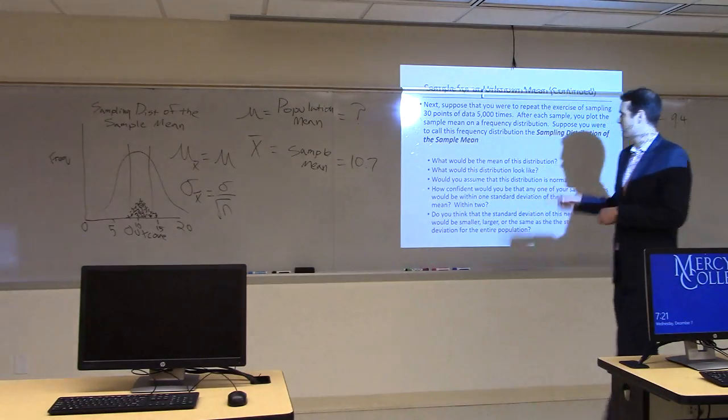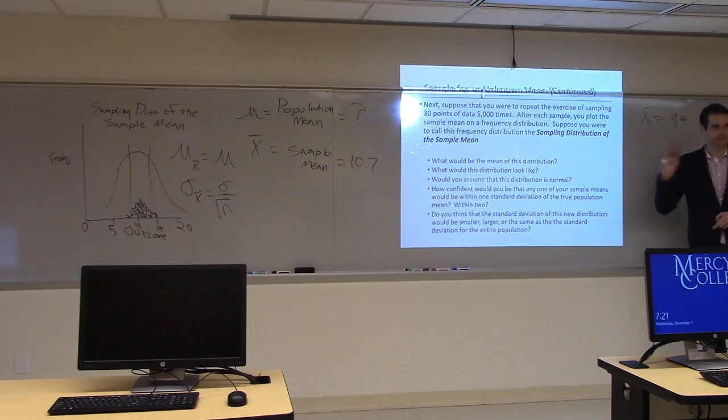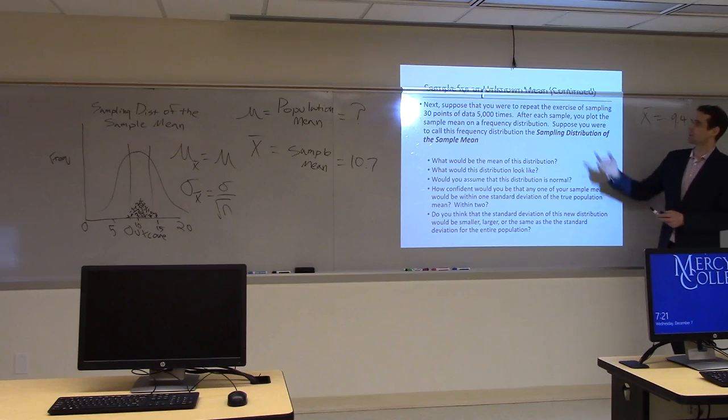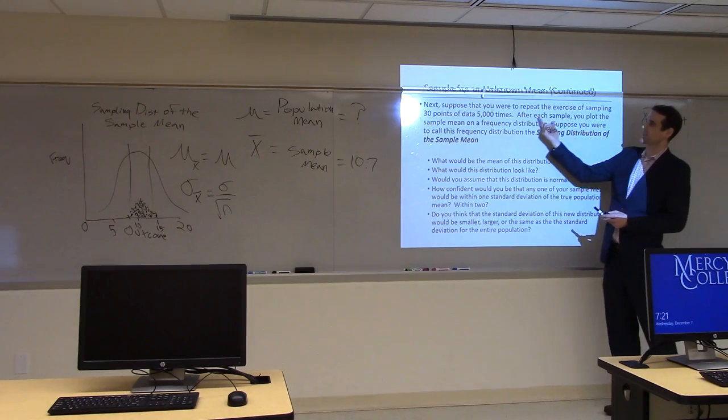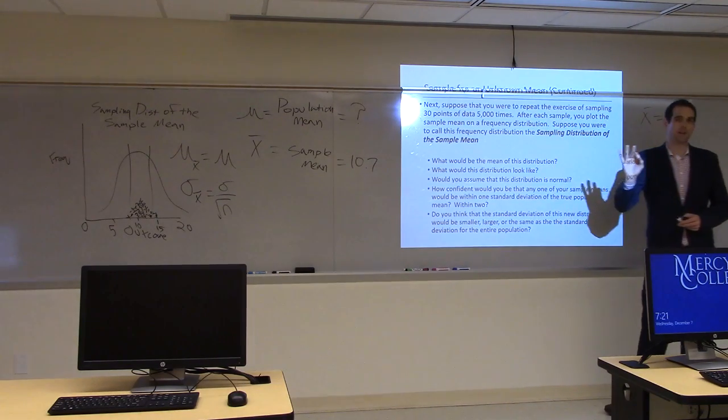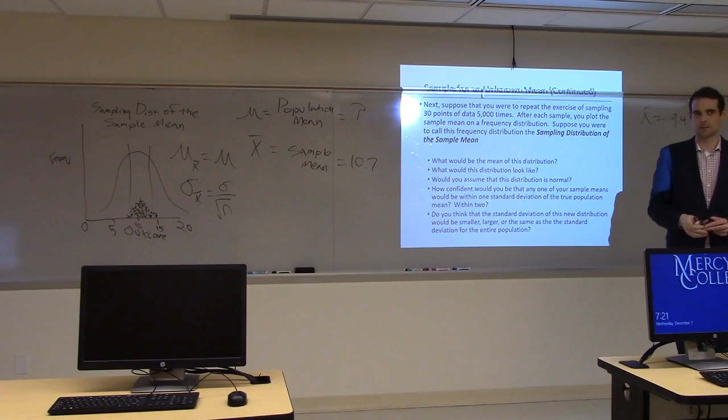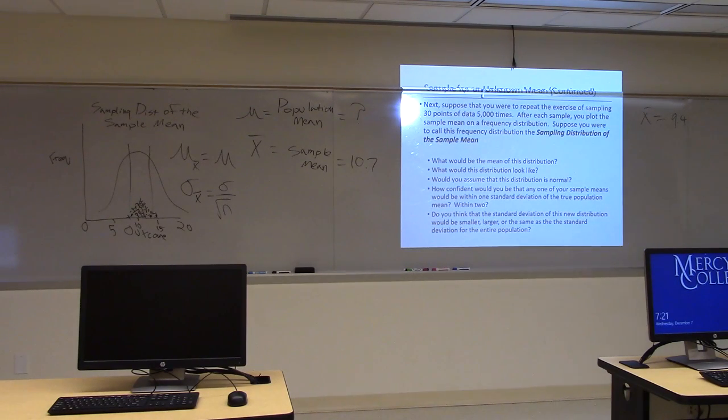So let's do this experiment again, or do a slightly different experiment. Let's suppose we were to repeat sampling these 30 points of data 5,000 times. After each sample, we plot the sample mean on a frequency distribution, and we call this distribution the sampling distribution of the sample mean.